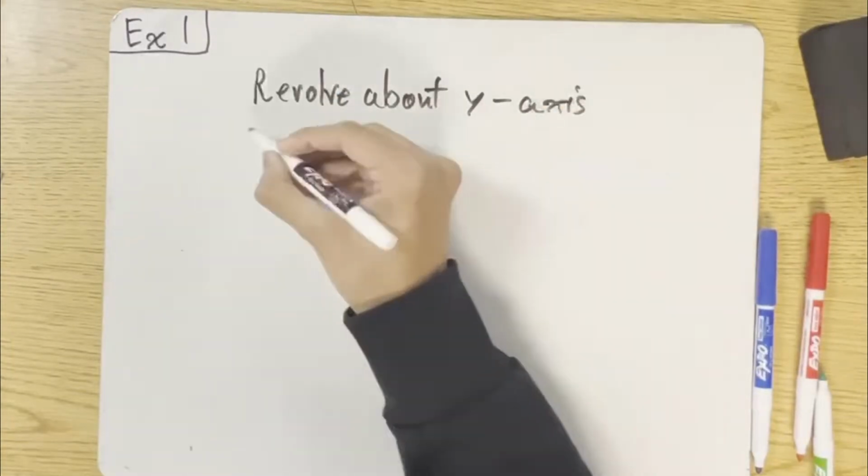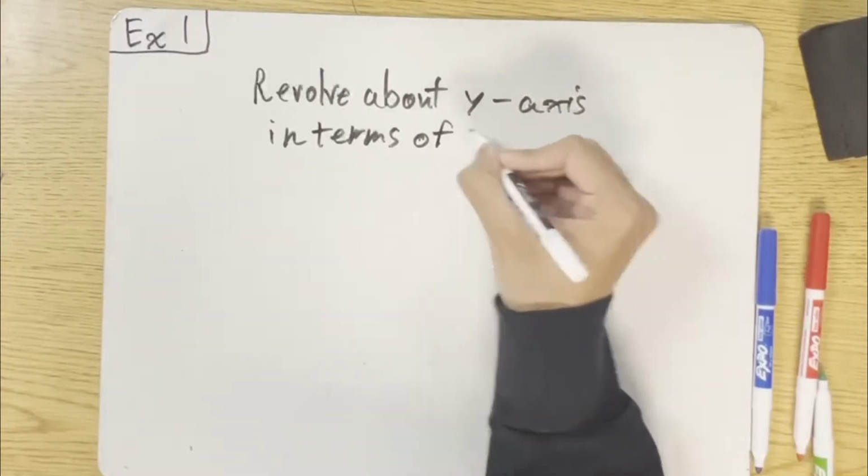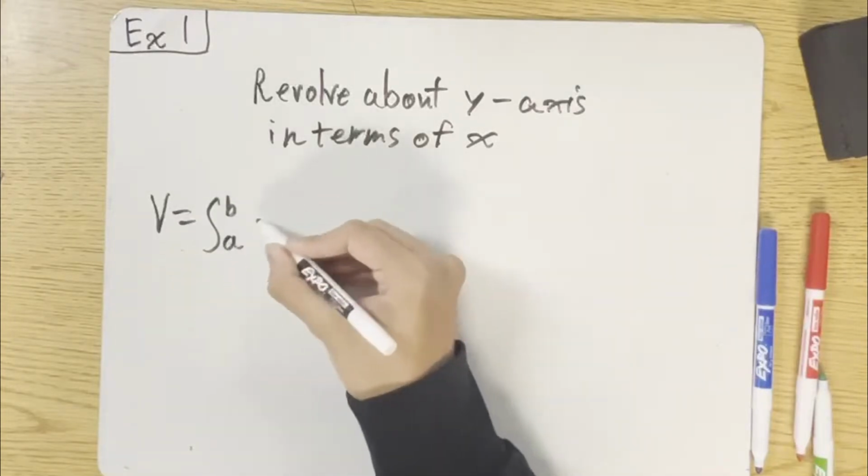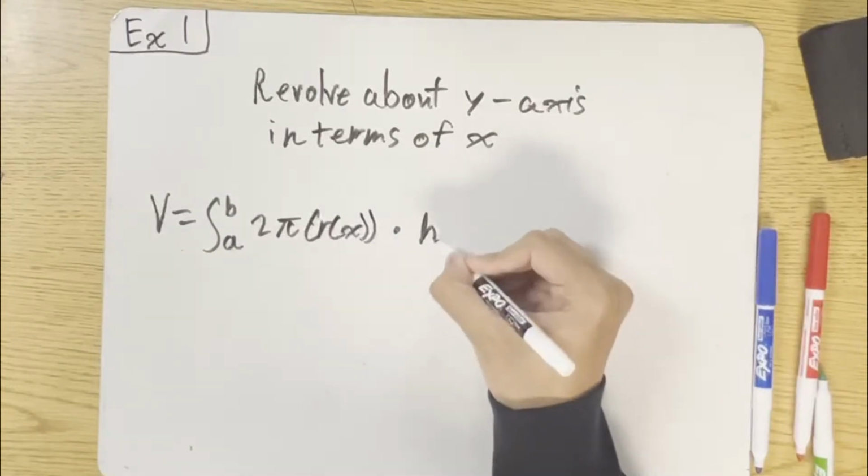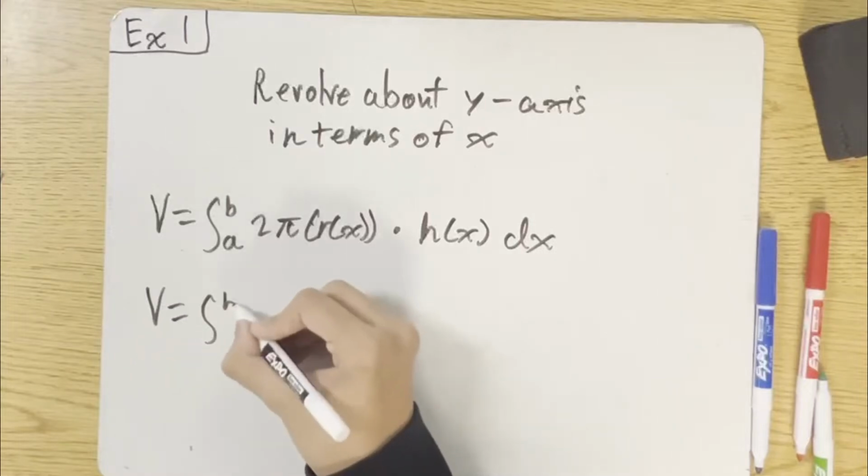Moving on to the next step. Although you don't have the bounds yet, you can still set up the integral, because you know the radius and you know the height of the integral.